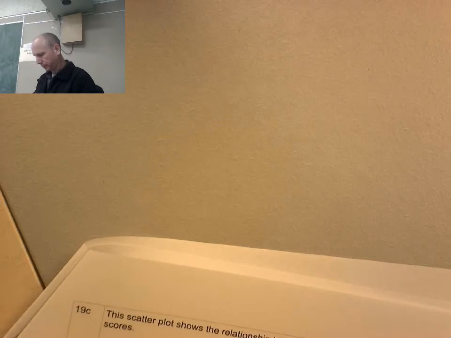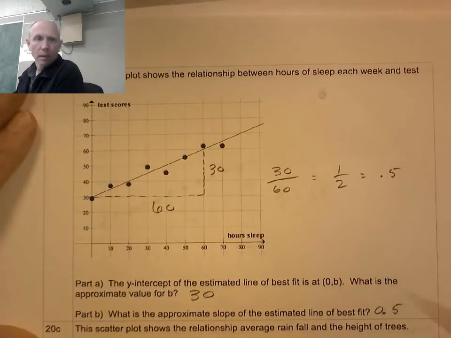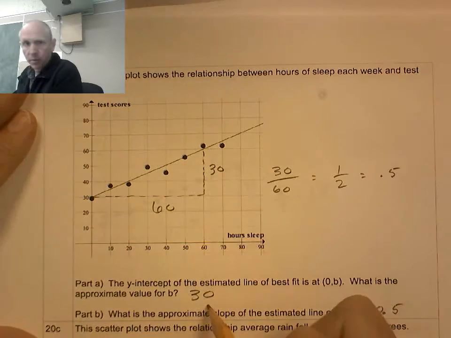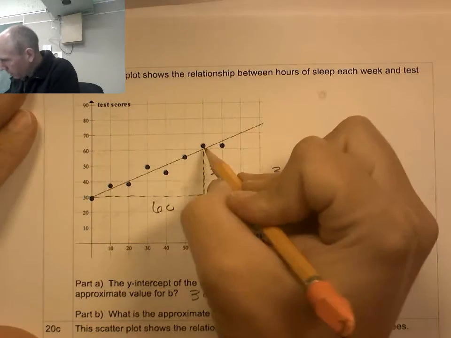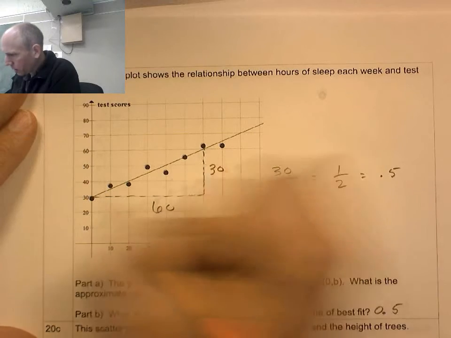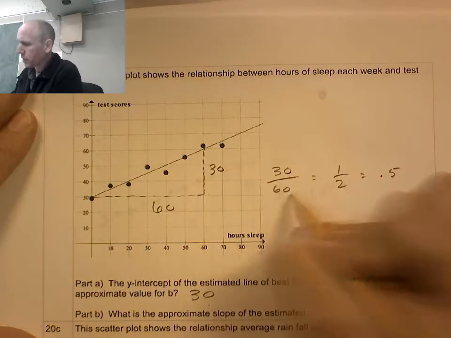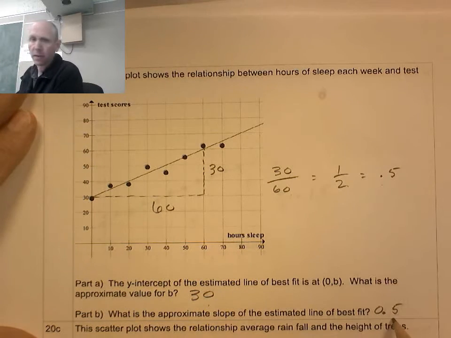Let's do it again. Okay, intercept is at 30. Found a good point right about there. Drew in a slope triangle, 30 over 60. 30 over 60 is 1/2 or 0.5. 0.5 is my slope.